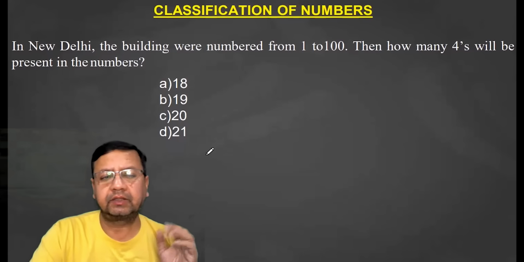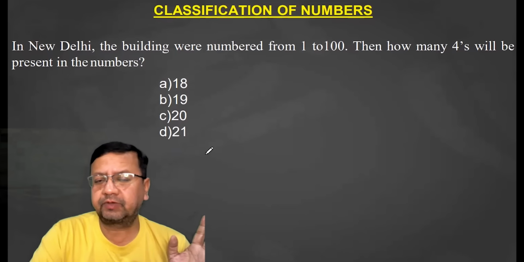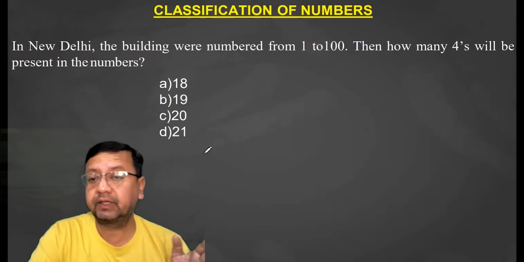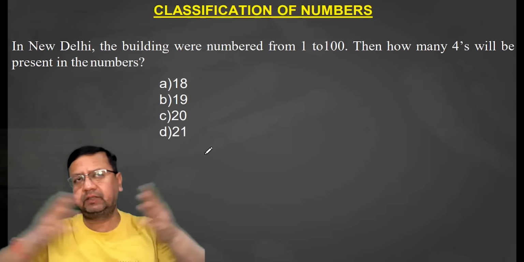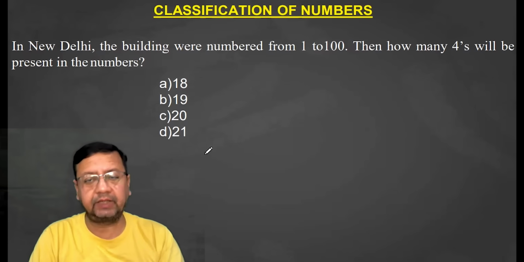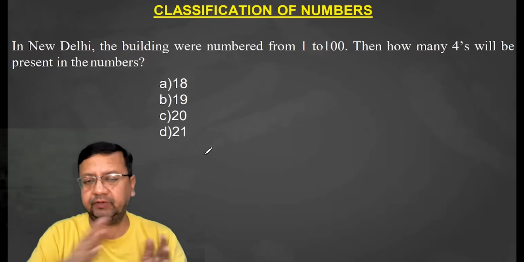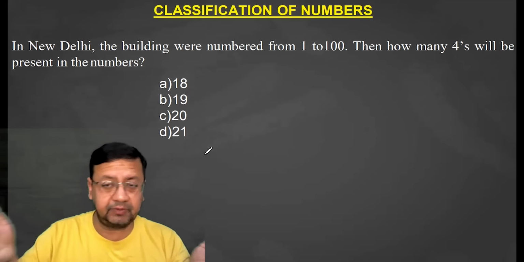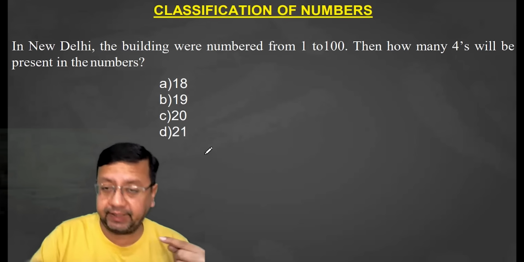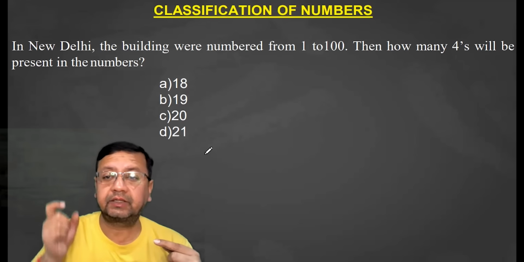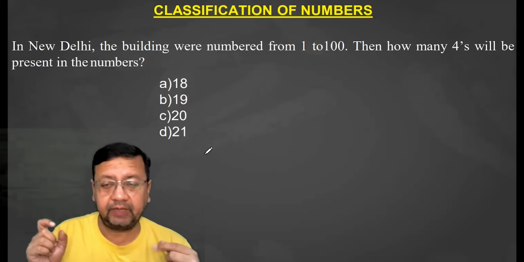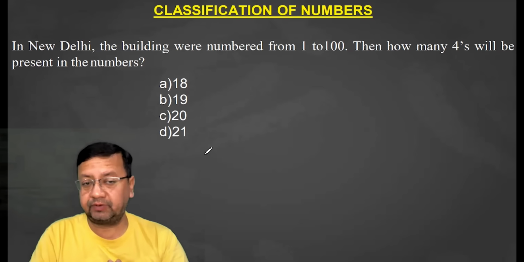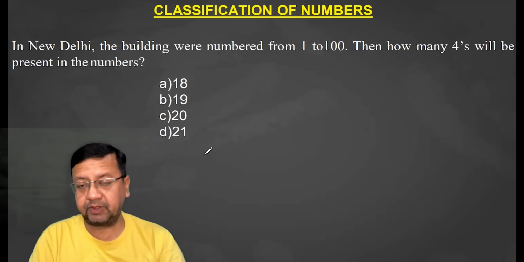Yes. Now this is in New Delhi. The buildings are numbered from 1 to 100. Then how many fours will be present in the numbers, right? So suppose there is a row of 100 buildings and you have 1, 2, 3, 4 and so on till 100, you are giving them a serial number. I just want to know, in the serial number from 1 to 100, how many times I have written digit 4? Yes, quickly tell me. You have four options and you have to pick the best possible option out of the given.